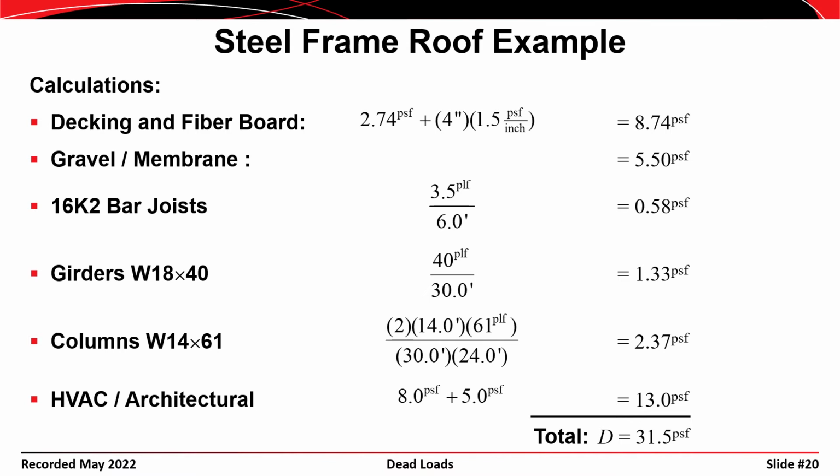Out of the catalog from the bar joist manufacturer, that particular bar joist has a weight of about 3.5 pounds per linear foot. So it's spaced at 6 feet. That would correspond to a self-weight of 0.58 pounds per square foot. The 18 by 40 girders are going to correspond to a self-weight of 1.33 pounds per square foot. The W61 columns give us 2.37 pounds per square foot. And then the weight of the HVAC and architectural elements give us a self-weight of 13 pounds per square foot, for a total of 31.5.